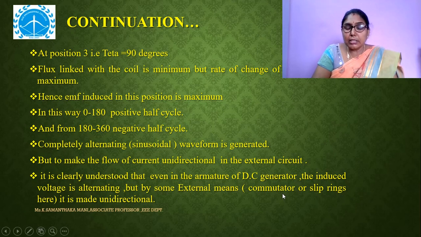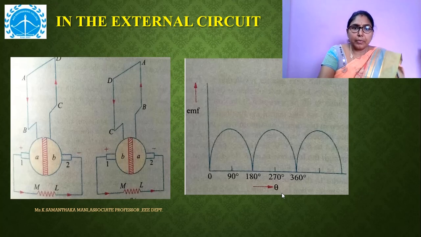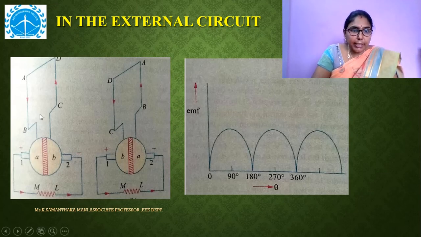If we have only two segments, it is called slip rings, and in a practical generator there will be a commutator. See how this is being changed. As the turn rotates, the turn ends are connected to the segments here: segment A and segment B. In the next diagram, it is segment B and segment A. So the positive half cycle is always collected by brush 1 and the negative half cycle is always collected by brush 2. If you observe the current flow in the external resistance or load, it is always in one direction. That is why the waveform is always unidirectional.